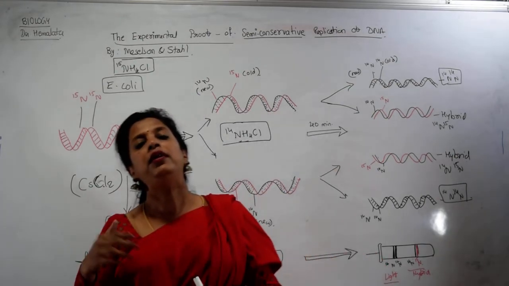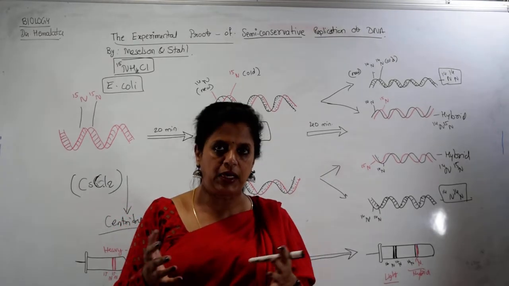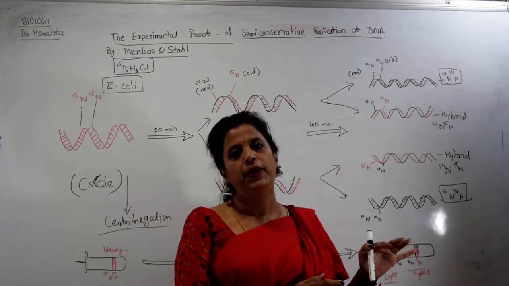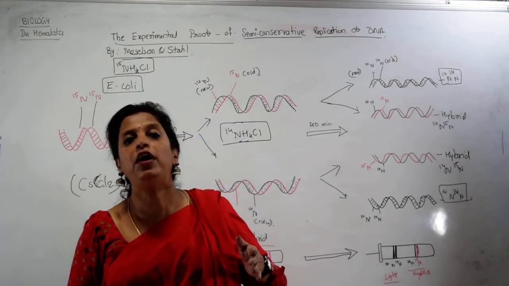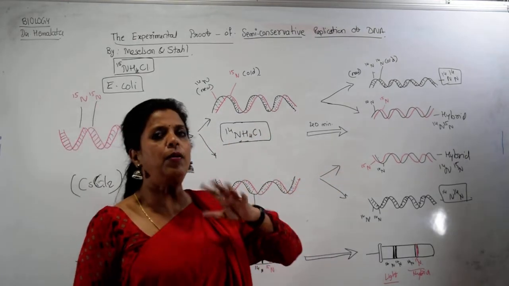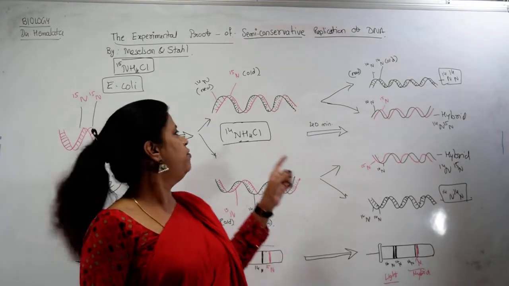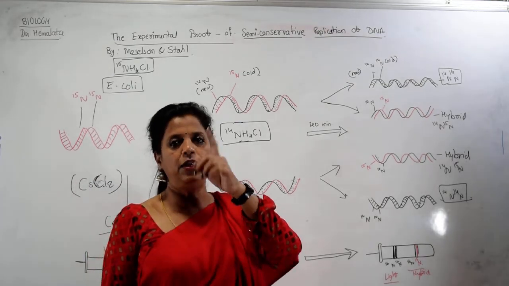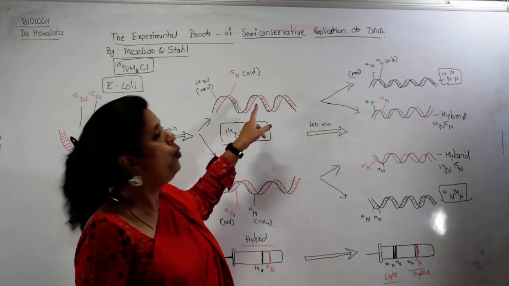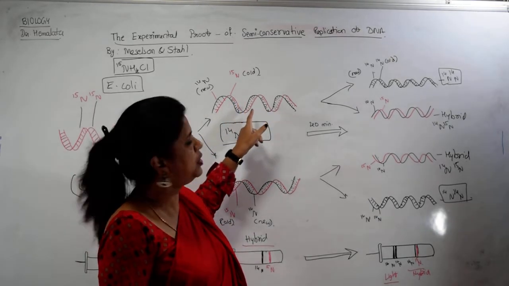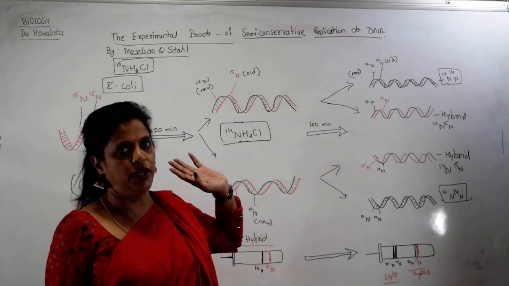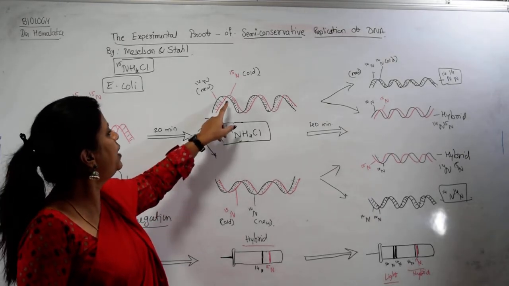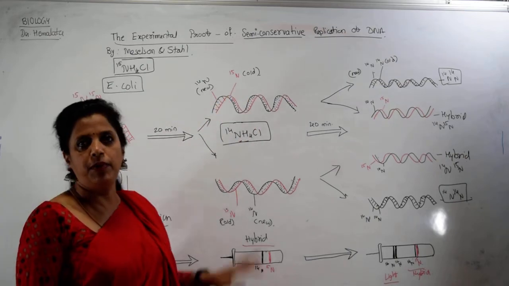Next, you transfer those bacteria, which were already grown in N15, to N14 culture media. Then they start using N14, right? Therefore, in the first 20 minutes, because 20 minutes is a complete life cycle, the first life cycle is over. Remember, E. coli will complete its life cycle in 20 minutes. In the first 20 minutes you can see that one strand is N15, which was the old strand, and one strand is the new one, N14, because it has taken up NH4Cl with N14 nitrogen bases. Therefore, one is N15, one is N14. It's a hybrid formed, right?